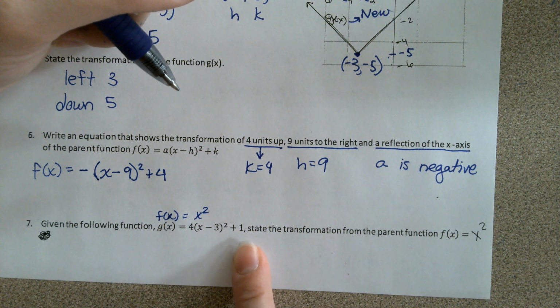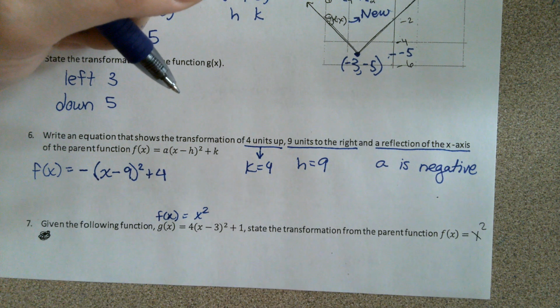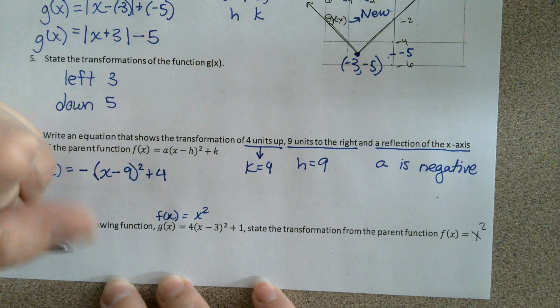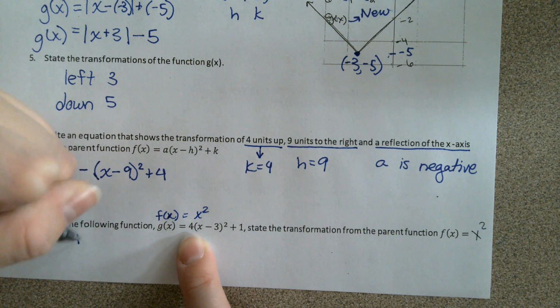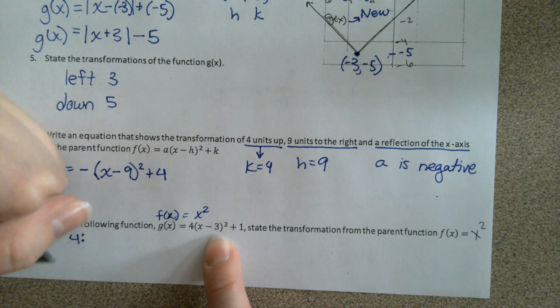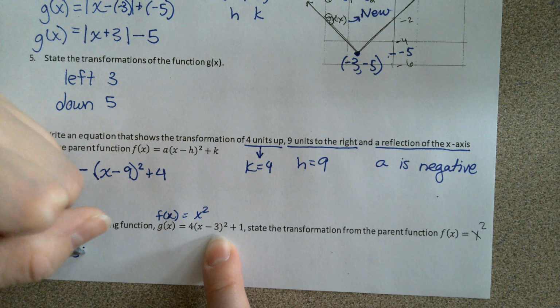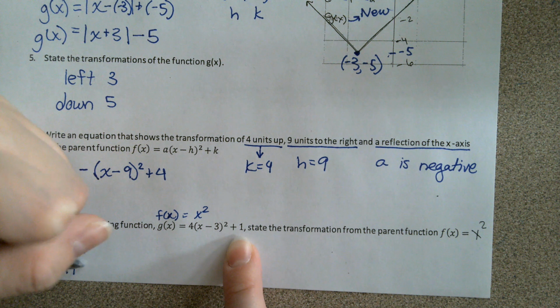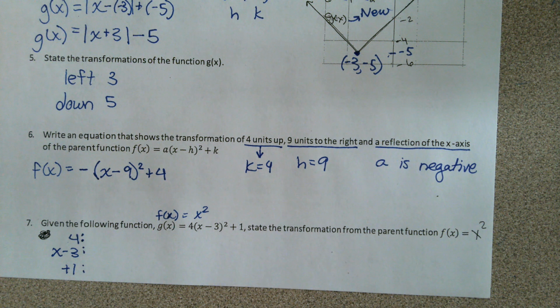Every new thing that's added here is something to pay attention to. It's a transformation of some sort. So I'm going to list them out. First, we have the 4 in front. Then we have the x minus 3 in parentheses. And then we have the plus 1 on the outside. This gives us 3 transformations.